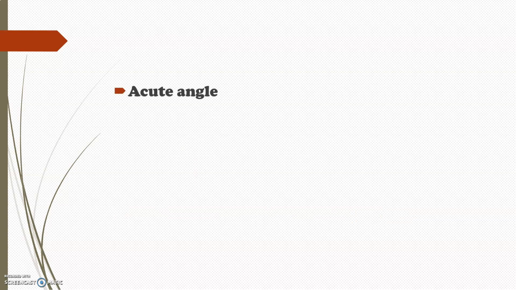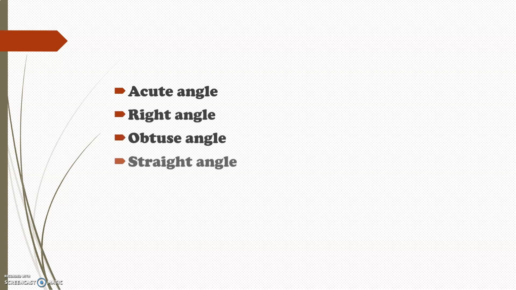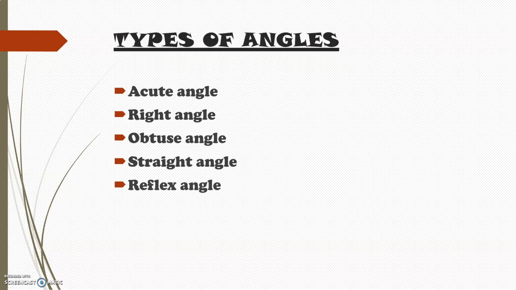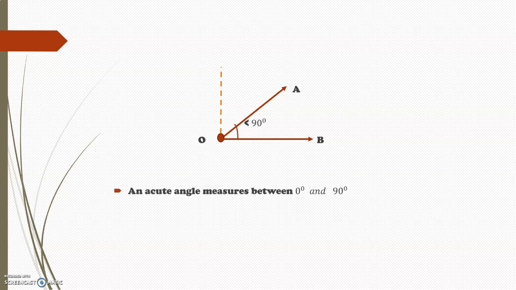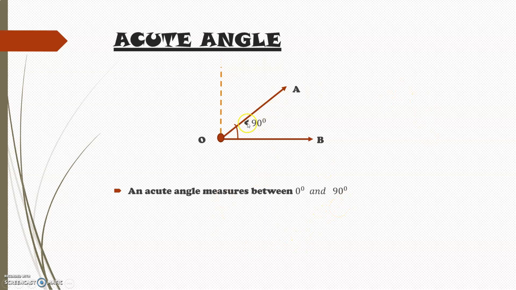So here is an acute angle, right angle, obtuse angle, straight angle and reflex angle. These are some of the types of angles. Consider a point by using two lines that makes an angle OAB, where the angle is less than 90 degrees. The acute angle measures between 0 degrees and 90 degrees. When the angle is less than 90 degrees, we call this angle an acute angle.